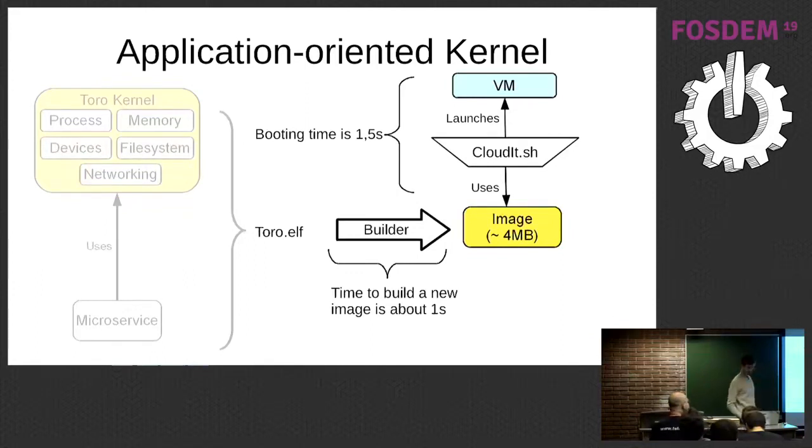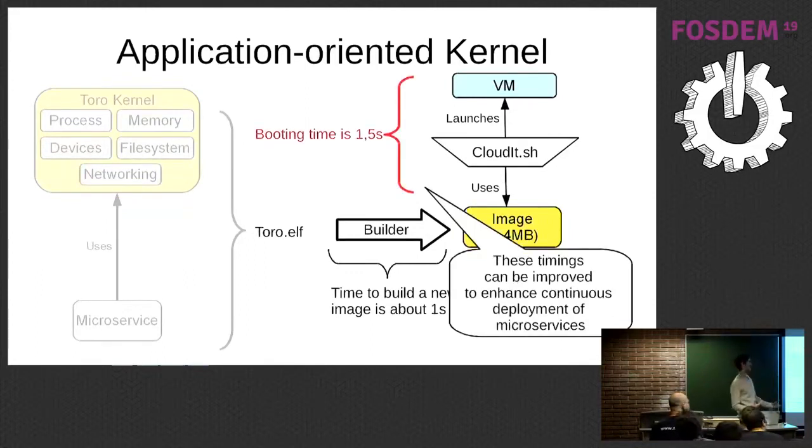So what I figured out is that this time limits a lot if we wanted to use the kernel for, for example, continuous deployment of microservices, or if we wanted instantiation on demand of microservices, because we need a fast instantiation.